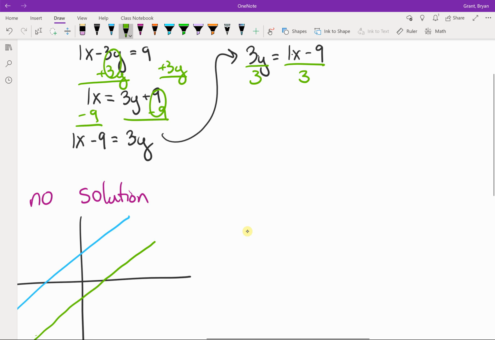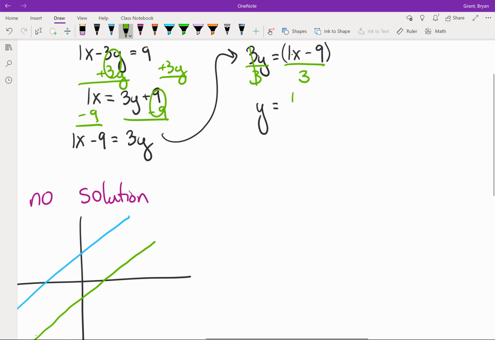Now, on the left side, there's nothing too bad. 3 divided by 3 is 1. It makes 1y, but we don't have to write the 1, so it just stays y. But on the right side, we need to remember that multiplication, we see that more commonly, and division both have to be distributed to everything on one side. So we might want to think of this in parentheses to help you. And I'm going to distribute the division to every term on the right side. And it's going to look like this.